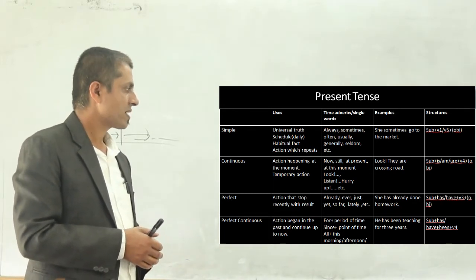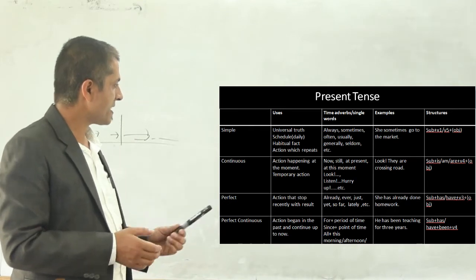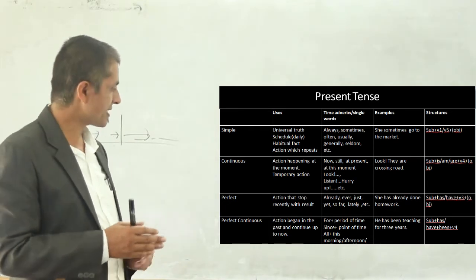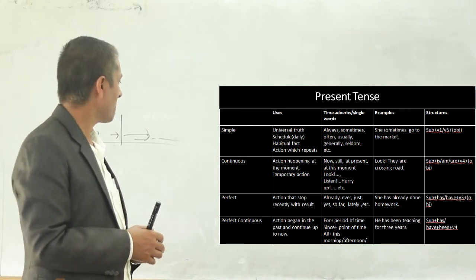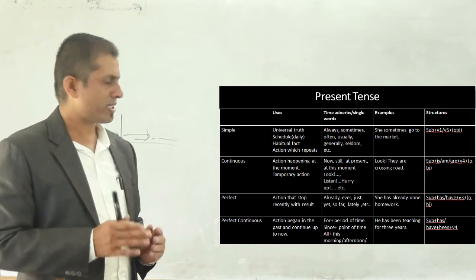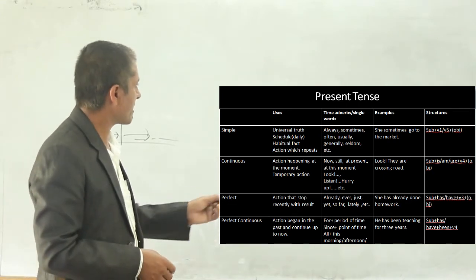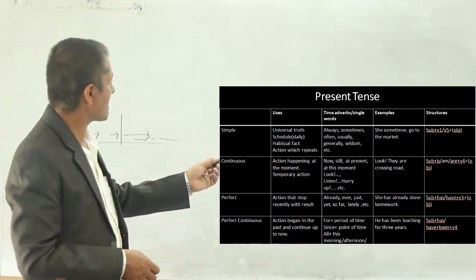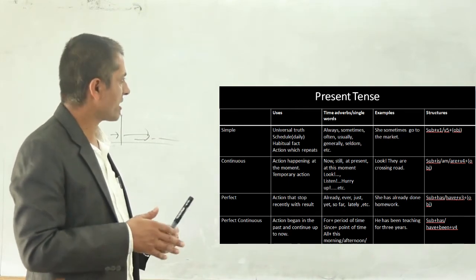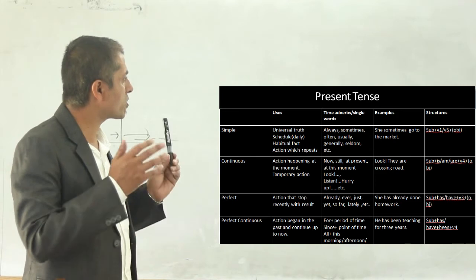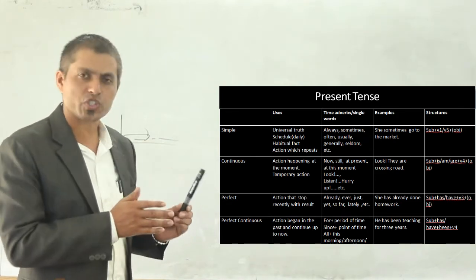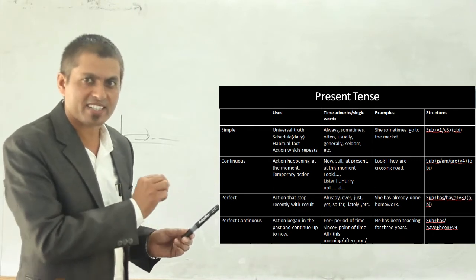Structure: subject plus has or have plus been plus verb-ing, plus for or since. This is the structure that we can find in present perfect continuous tense. Okay, so again, my dear student, I have to tell you that here, in the present simple tense example, 'She sometimes go to' is wrong. It's a typing mistake. She sometimes goes to the market. Please make the correction yourself.